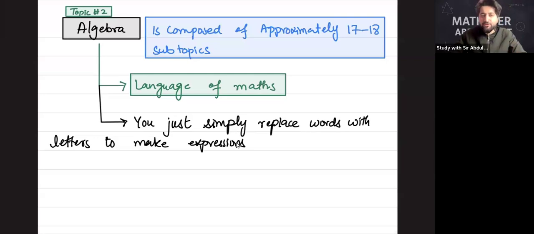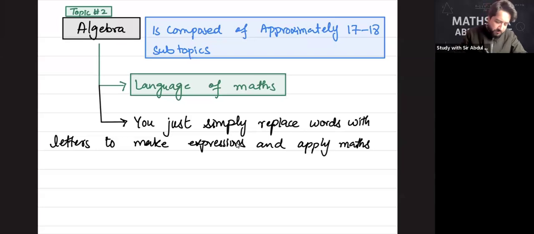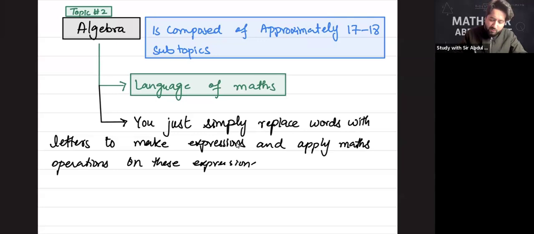Algebra is technically you just simply replace words with letters to make expressions, and apply mathematical operations on these expressions to solve real life world problems.